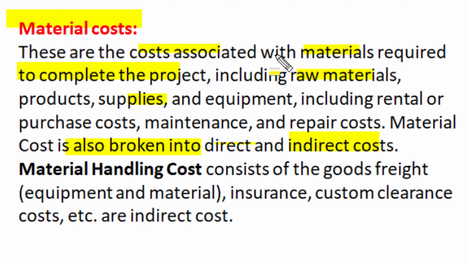One can quantify and appreciate direct material cost connected with project activities and tasks, but material handling cost that consists of freight charges of all types of goods, that is equipment and material, to different project positions are basically indirect material cost. Likewise, insurance of material, cost of customs clearance, and other local levies are basically indirect material cost.